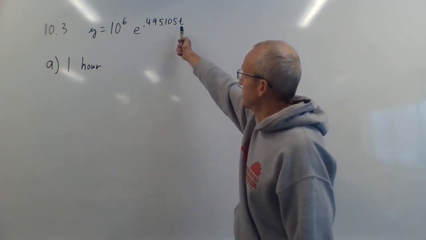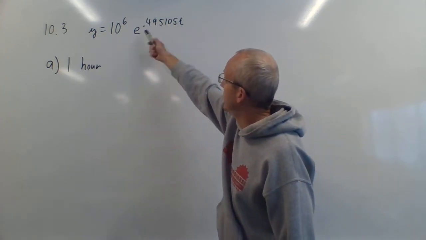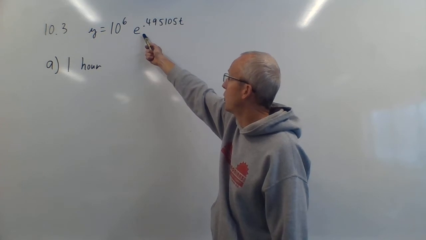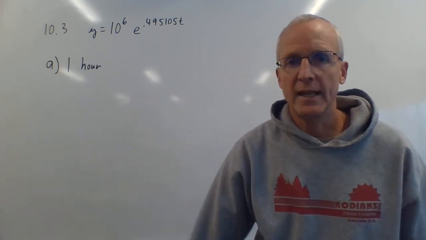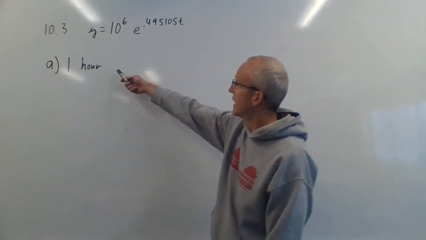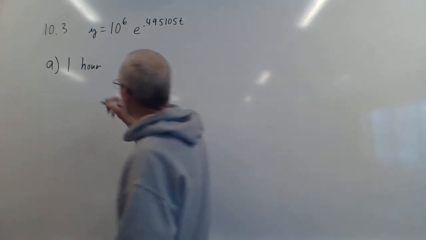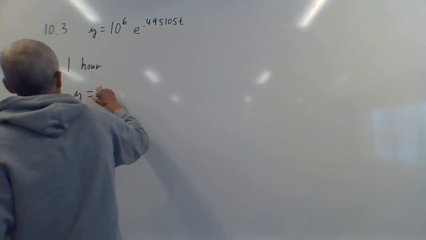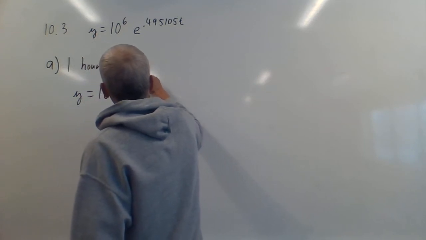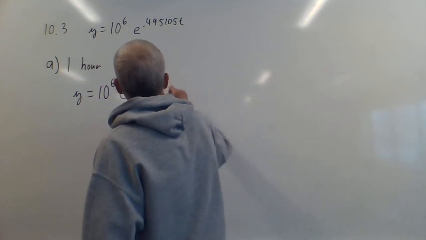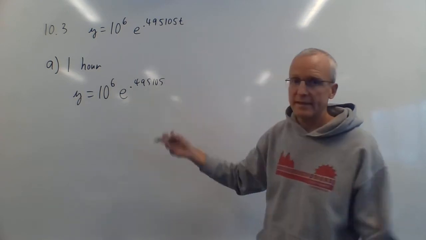And this is a function. So at t equals 0, if you plug in 0 here, anything to the 0 power, including e, is 1. So there are 1,000,000 cells. So we're starting off with 1,000,000 cells at t equals 0. And part A says how many are there when t equals 1. So when t equals 1, the number of yeast cells is 1,000,000, 10 to the 6 times e to just 0.495105, right? Because t is 1, so multiply by 1 and it's just 1.